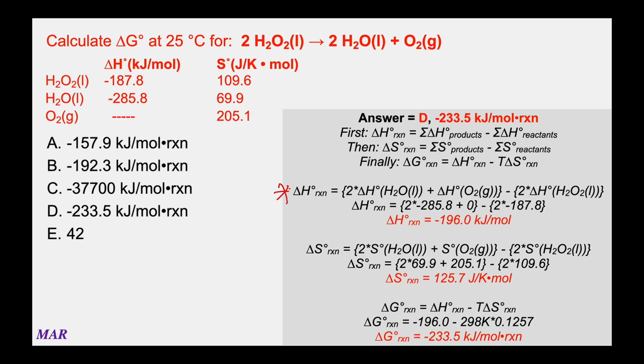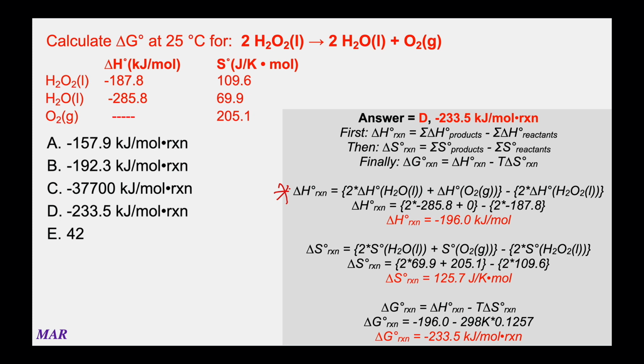Now for delta S, all the values will be positive, so you'll have to look up everything, including the elements in their standard states. So delta S products minus reactants, and make sure you include the stoichiometries of 2 in both the delta H and delta S calculations. Delta S comes out to be positive 125.7 joules per mole Kelvin.